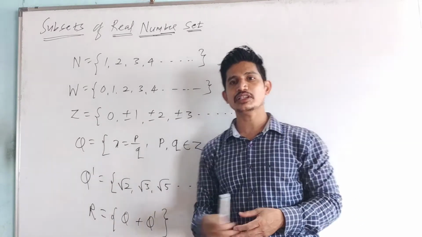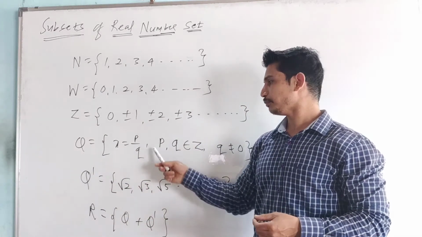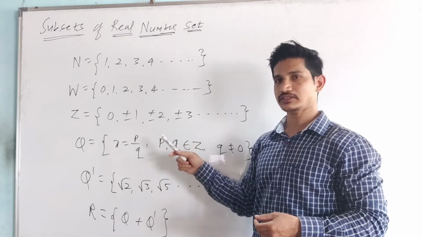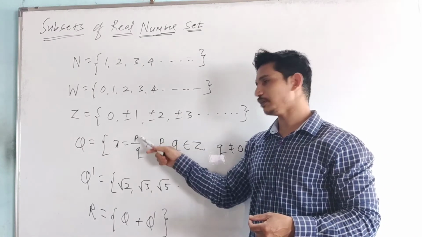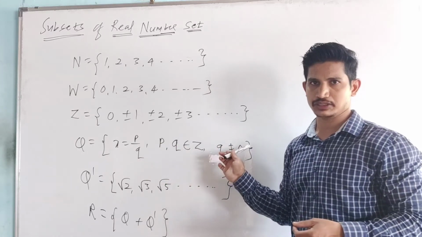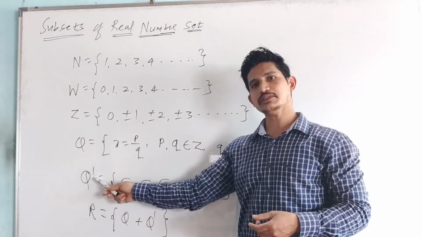What is a rational number now? It is of the form P by Q, where P and Q are from this set. So all the numbers we are taking here are written in the form P by Q, where Q should not be 0. And what is Q dash here?